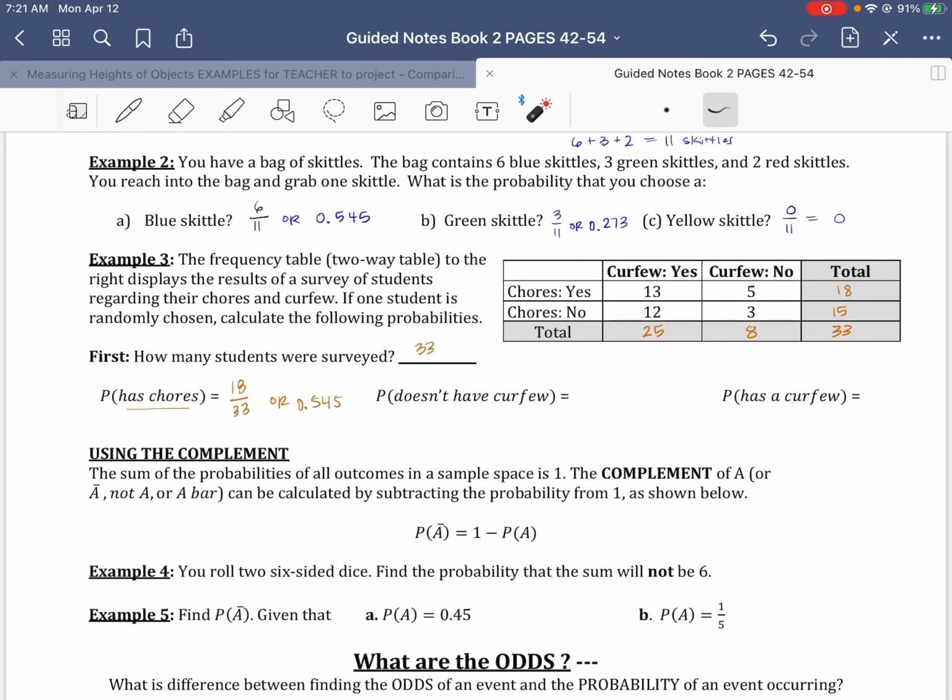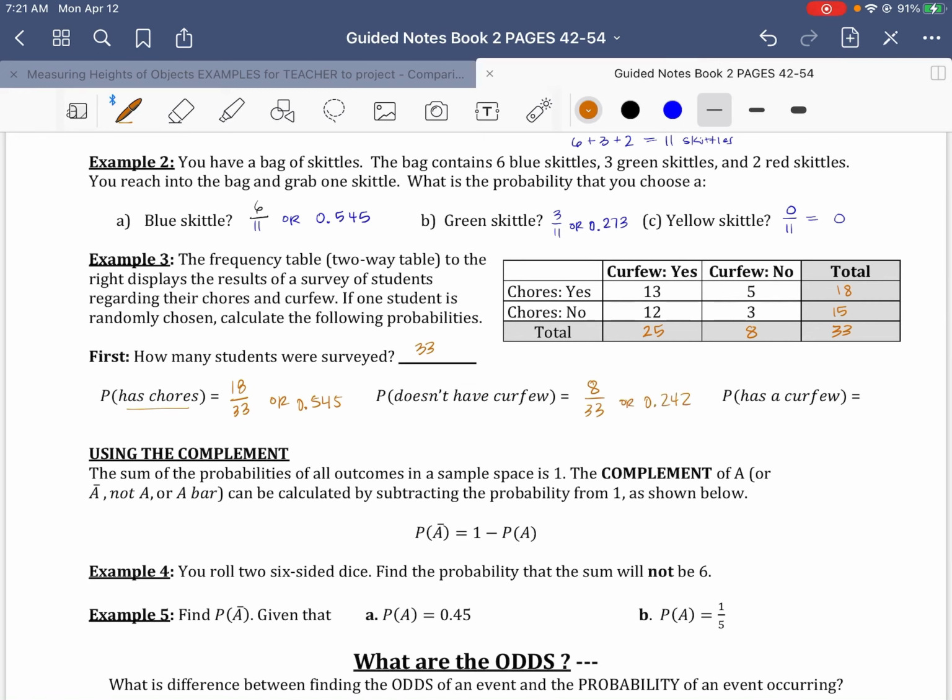Okay. Probability they don't have a curfew. So we look over here, and again, curfew is the columns. So these ones do have a curfew, these ones don't. So we only need the ones that don't, and we're looking at 8 of them out of the total 33 students. So if we do 8 out of 33, we end up with 0.242.